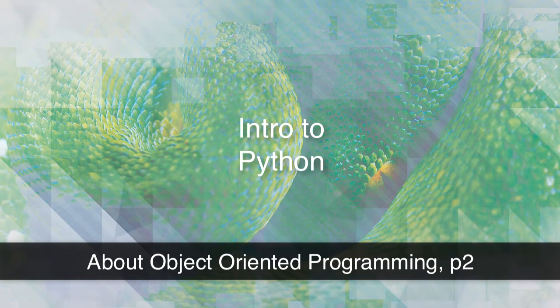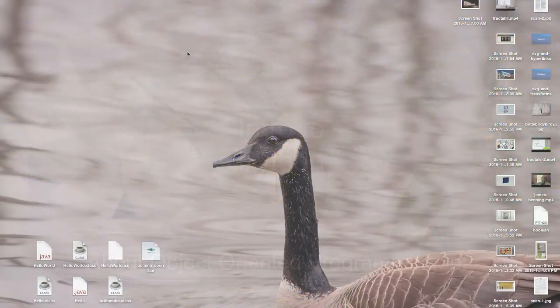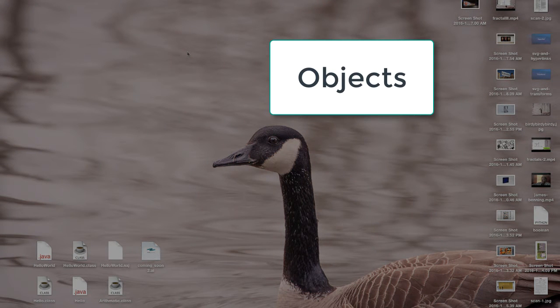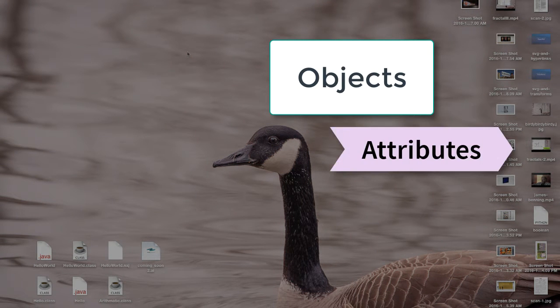We started talking about objects in the previous video, and I didn't want to get too deep into this yet because it can be a lot. There's a lot of terms to throw around, and I didn't want to make things too much at once. So we talked about objects last time, right? We talked about them having attributes and behaviors.